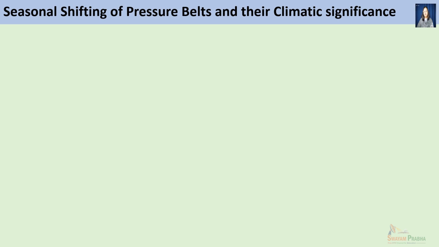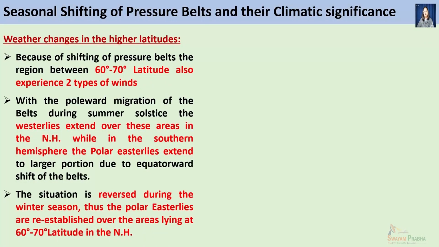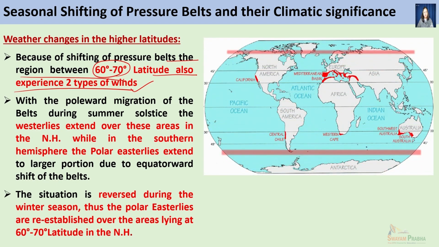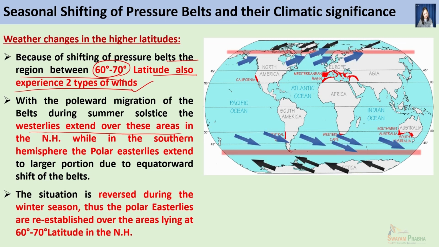Besides the climatic influence of the shifting of pressure belts in the temperate and tropical latitudes, the weather changes can also be observed in the higher latitudes. So because of the shifting of pressure belts, the region between 60 to 70-degree latitude also experiences two types of wind circulation in one year's time period. So with the poleward migration of the belt during the summer solstice, the westerlies extend over these areas in the northern hemisphere, while in the southern hemisphere, the polar easterlies extend to a large portion due to equatorward shift of the belt.